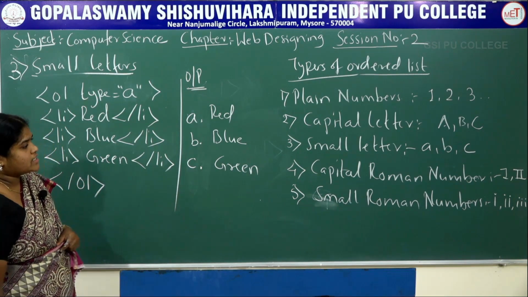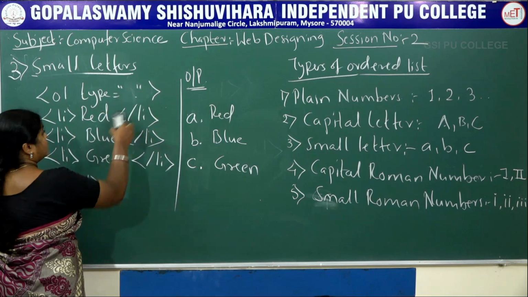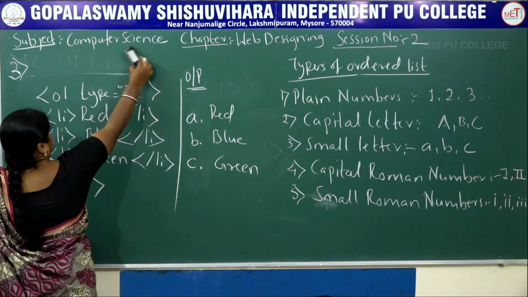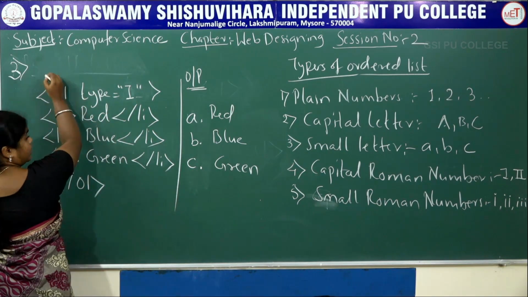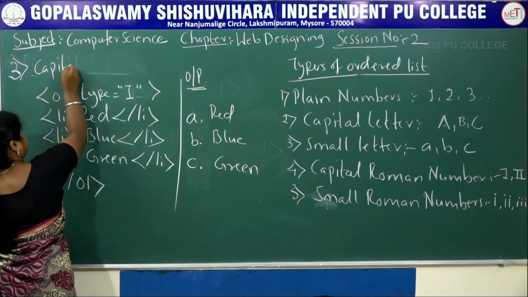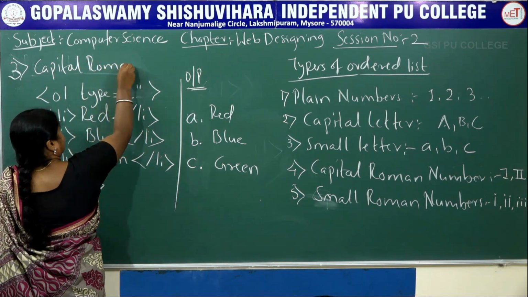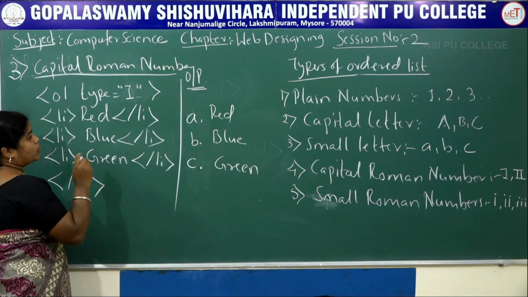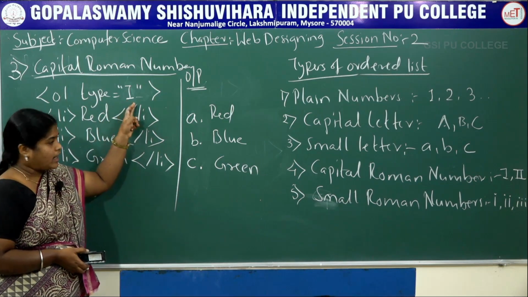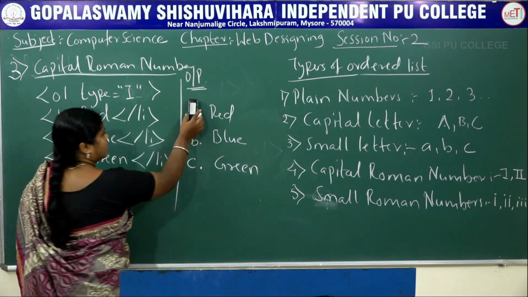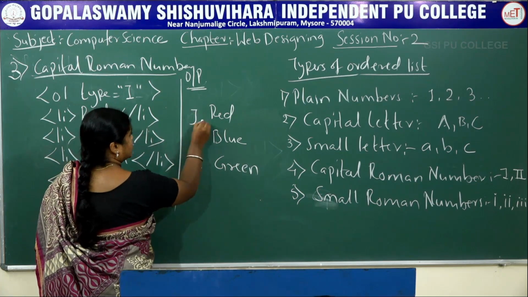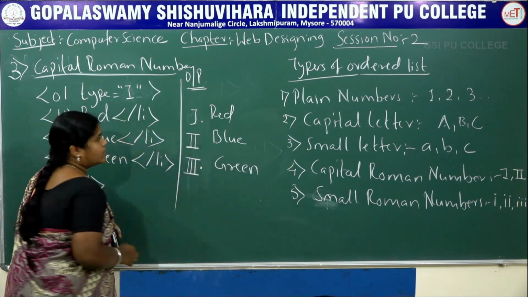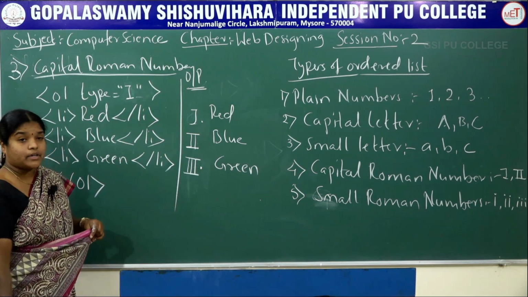After that, the next one is capital Roman numbers. Here you have to change it to capital I. Here we are seeing the output for capital Roman numbers. For this, what you have to say is type is equal to I. When you give the type is equal to I, the output will change into this particular format, right? So this is how you will get the output for capital Roman numbers.